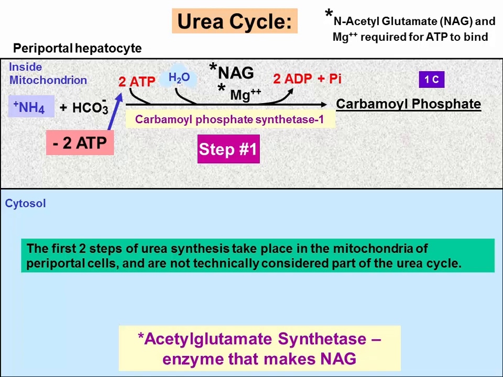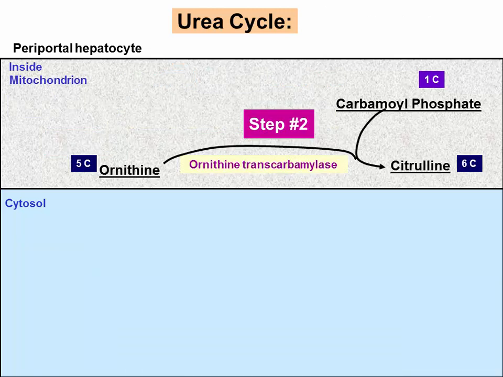Acetylglutamate synthetase is the enzyme that makes N-acetylglutamate, right? And so its regulation drives how much NAG is around, and how much NAG is around drives CPS1. So it's important to know about both of these enzymes in relation to CPS1. Okay? Any questions about that so far? Okay, let's move on.